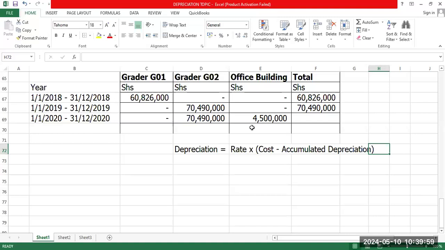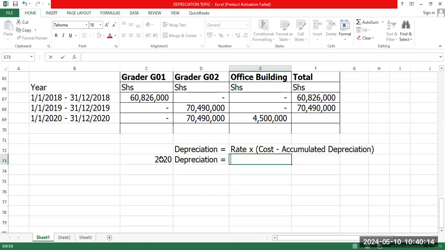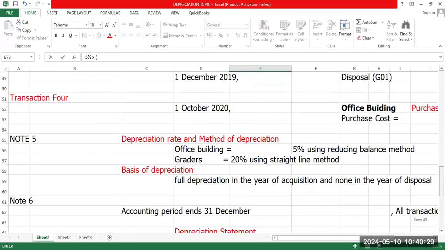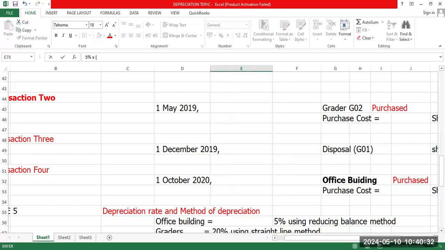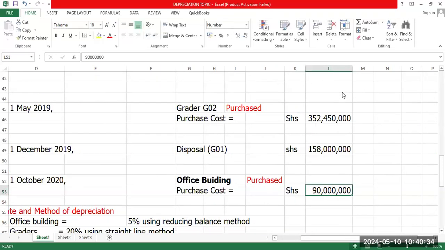So the question is, you're looking for depreciation of what? 2020. What is the rate? Tell me, someone who asked, tell me the rate. 5%, isn't it? Please, if you ask, leave your mic on. What is the cost of building? The cost is 90.